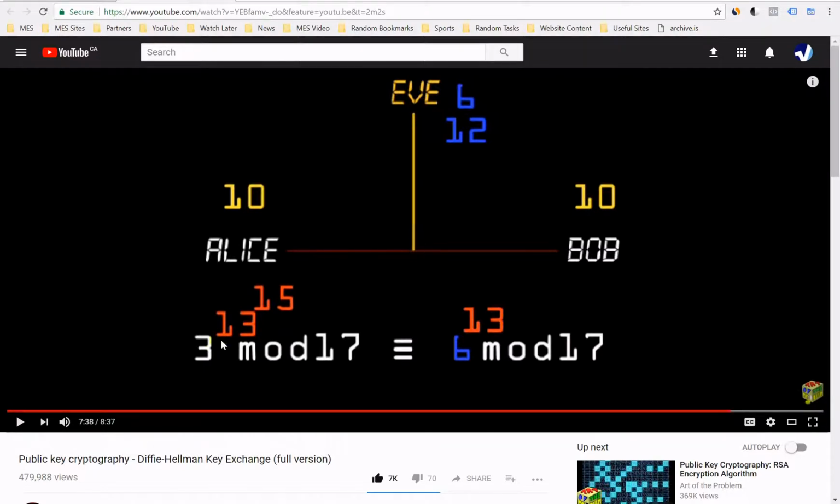Yeah, just a note right here. I don't like his notation here because I believe there's supposed to be a bracket around here because this is going to be 3 to the power of 13 times 15, not to the power 17.